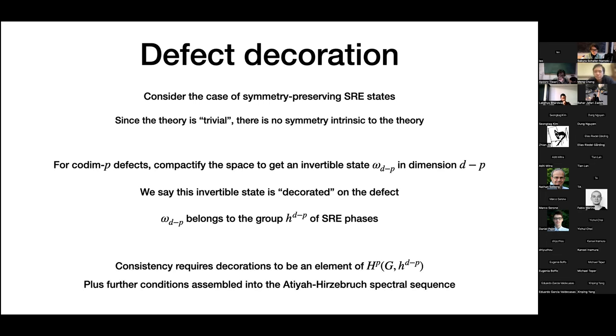Okay, so this is something we can do for all the defects and all codimensions when we get a series of invertible phases, which are supposedly at least part of the characterization of this phase. And there are various consistency relations among these decorations. For example, we can easily see that this decoration needs to be an element of some cohomology group of G with coefficients in these short-range entangled phases. And there are some further conditions.